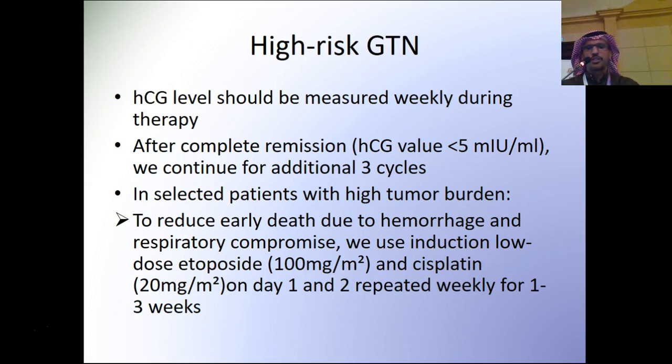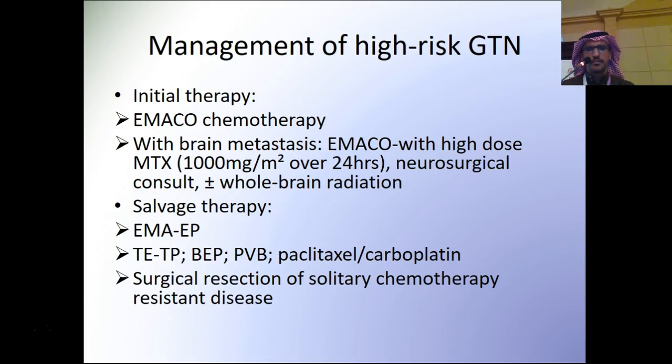In selected patients with a high tumor burden initially, in order to reduce the early death due to hemorrhage or respiratory compromise, especially if the patient has a bulky lung metastasis, usually we start with low-dose induction chemotherapy. So we use etoposide 100 mg per meter square and cisplatin 20 mg per meter square on day 1 and 2, repeated weekly for 1 to 3 weeks. So you decrease the burden of the disease, and then after that you may continue on EMA-CO. So the risk of the hemorrhage will be less.